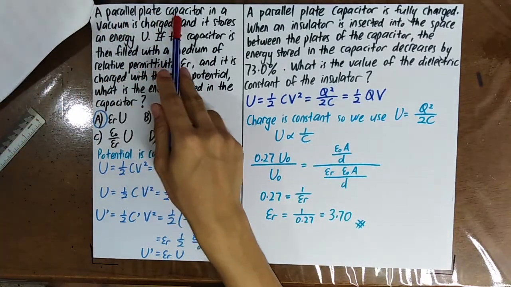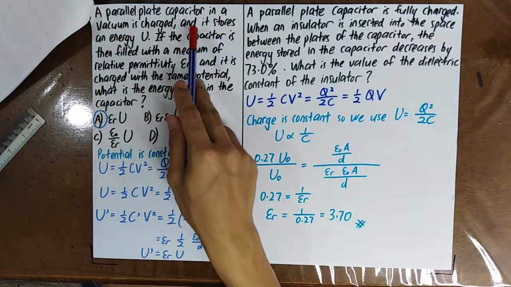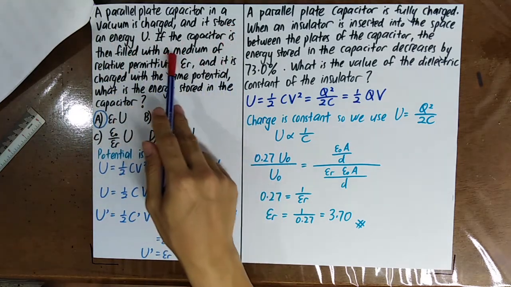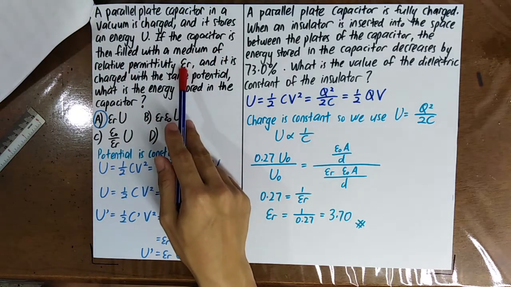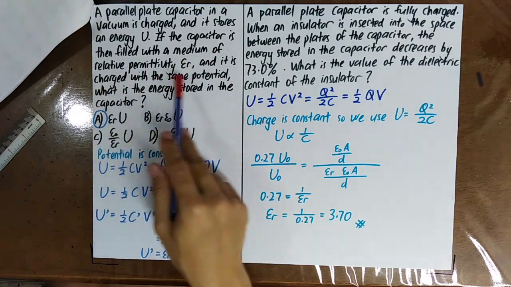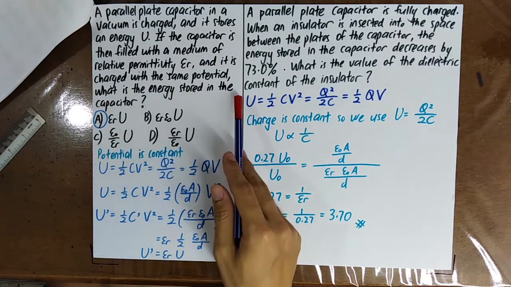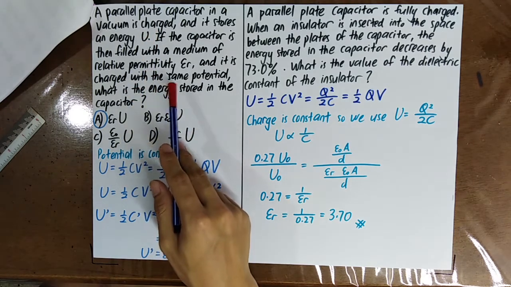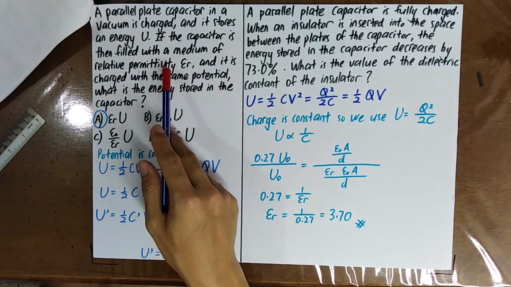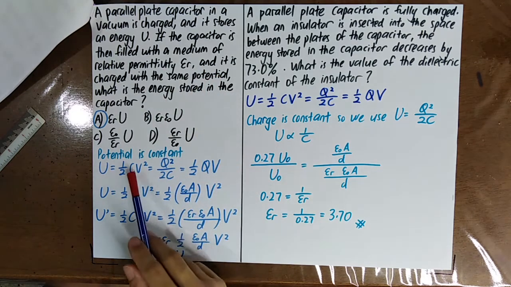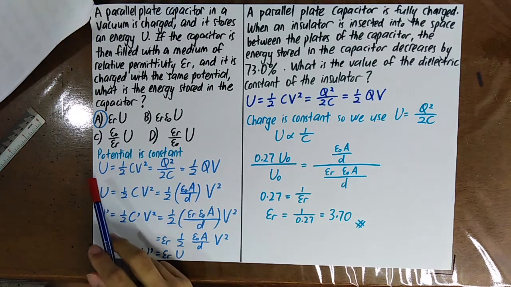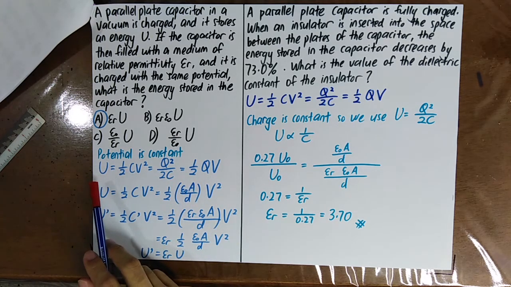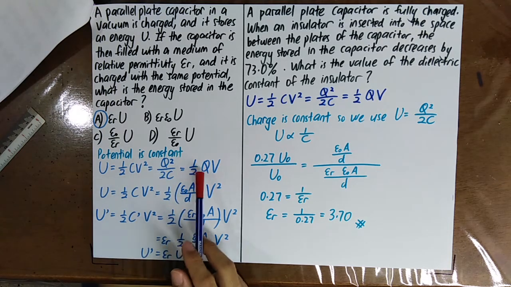A parallel plate capacitor in a vacuum is charged, and it stores an energy U. If the capacitor is then filled with a medium of relative permittivity epsilon R and it is charged to the same potential, what is the energy stored in the capacitor? Now you know that V is constant because it stays at the same potential. So you have three formulas for the energy stored inside the capacitor. May I know which formula you prefer to use?